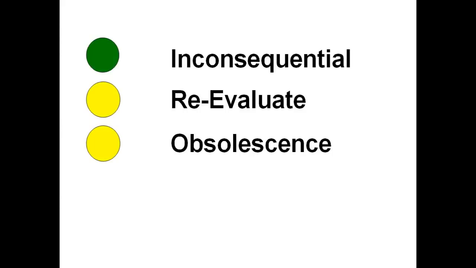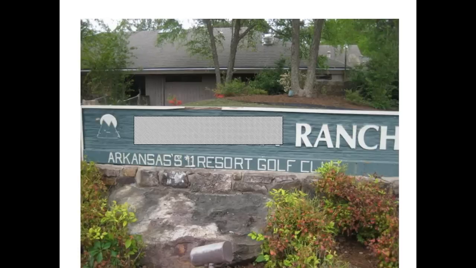Now, the third category is obsolescence. It's not an issue of failing to serve its intended duty, but it's just an aesthetic issue. And let me show this sign here. It's a sign where I've blocked out the actual name of the resort, but it's a golf ranch in Arkansas, supposedly Arkansas's #1 resort golf club.